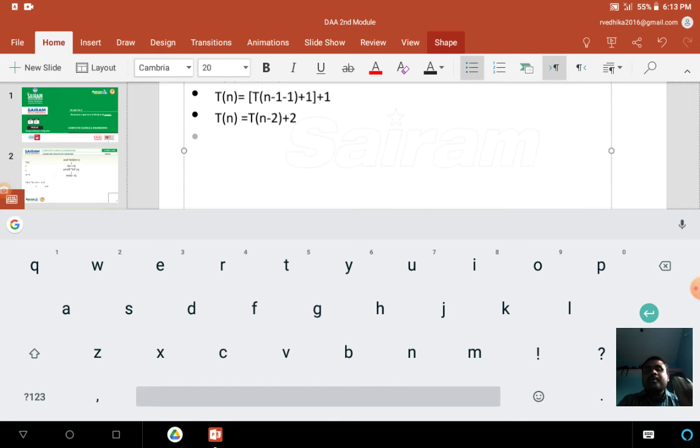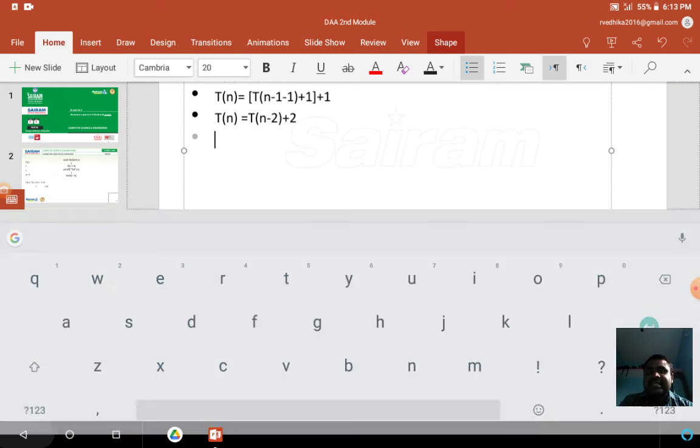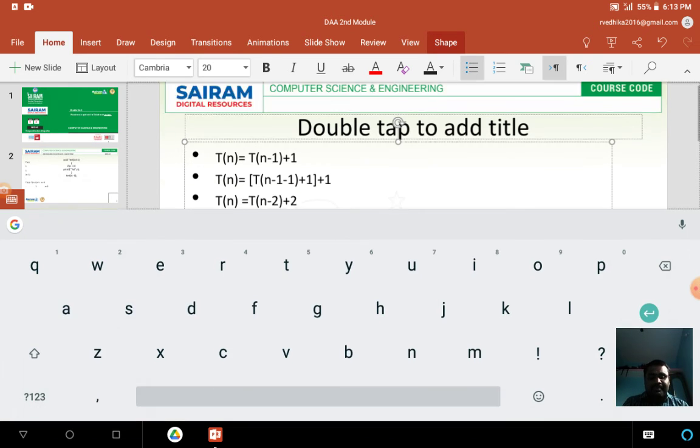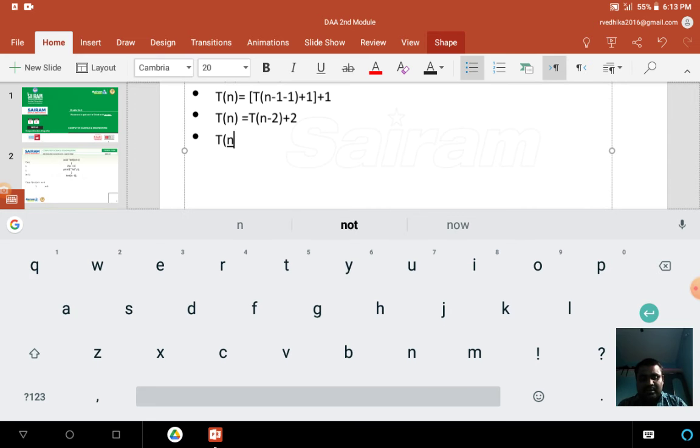Next, instead of n in the first equation, I have to put n minus 2. Now T of n is equal to T of n minus 3 plus 3. Next, if I put n minus 3 in that equation, I'll get T of n minus 4 plus 4. So it will keep on going like this. At one point this will end.